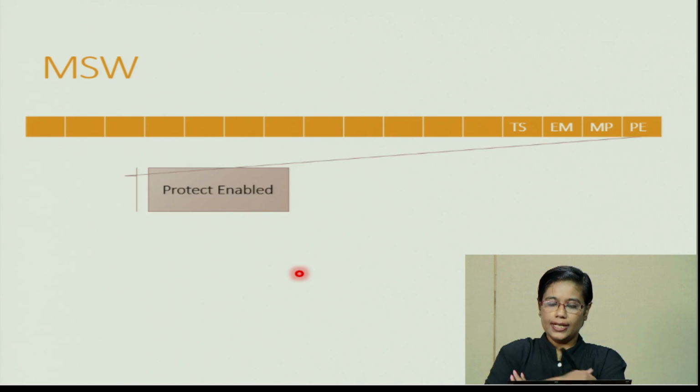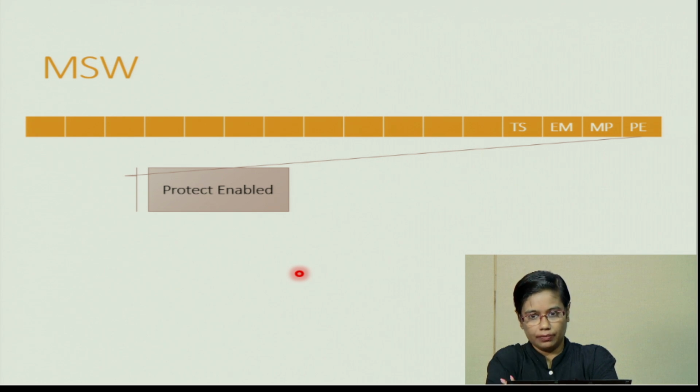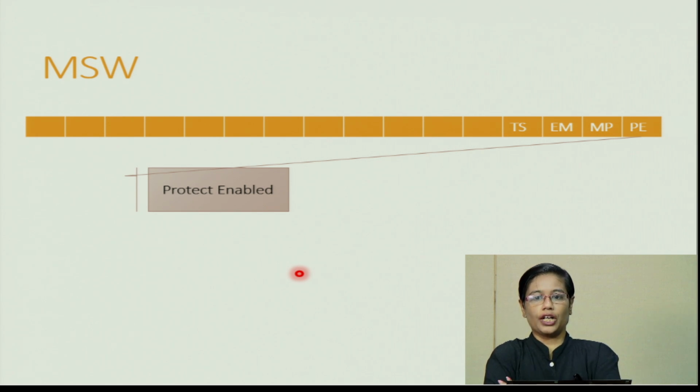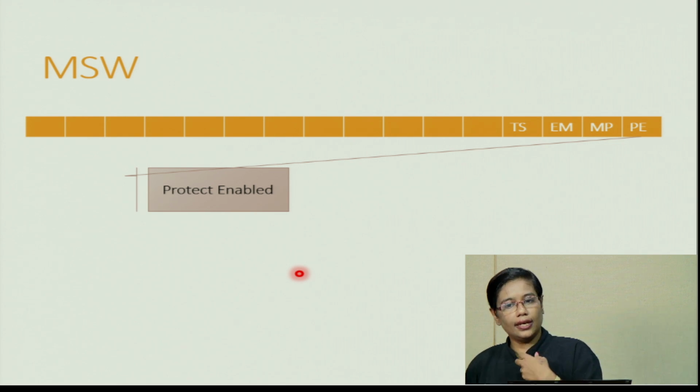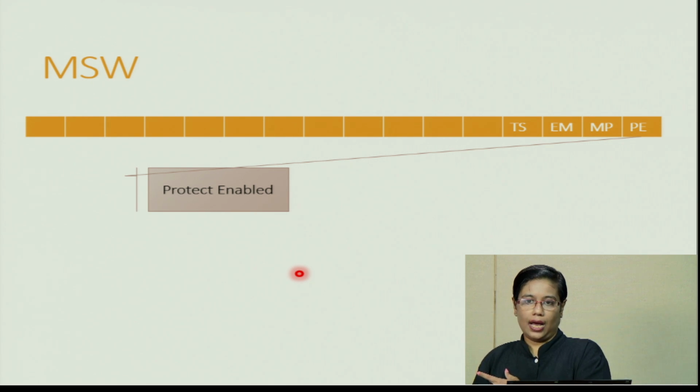The first bit is called protection enabled. This indicates whether memory protection has been enabled or not. If it's disabled, privilege levels don't matter anymore. So there is no memory protection. Any task can access any data. It can access the operating system's data as well. So no memory protection is going to be there.